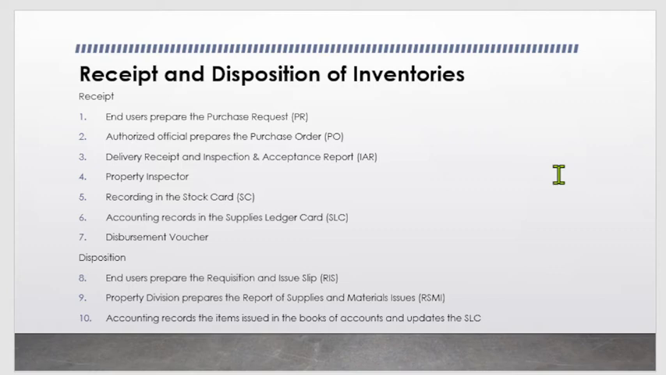Nagpe-prepare siya ng purchase request. So pwedeng office supplies inventory, pwedeng office equipment na below 15,000 para i-classify as semi-expandable. So it will depend kung anong klaseng inventory ang gusto nilang i-request. Documented under the PR or the purchase request.